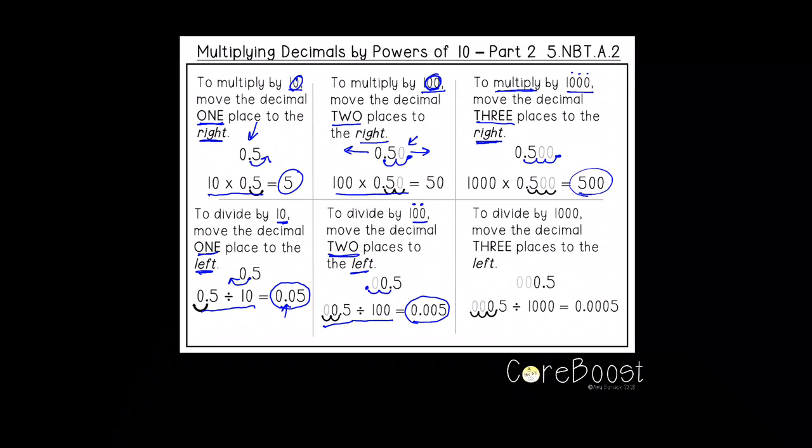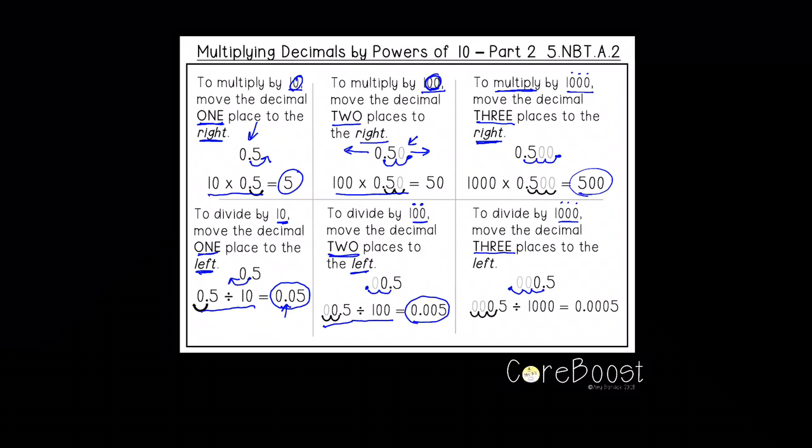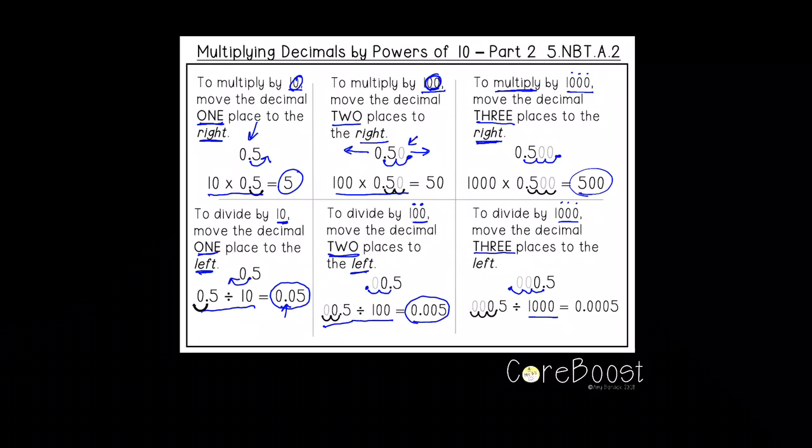And the last one, if I divide by 1,000, 1, 2, 3 zeros, move the decimal three places to the left. So here I start, 1, 2, 3 places to the left. So 5/10 divided by 1,000 equals 5/10,000ths.